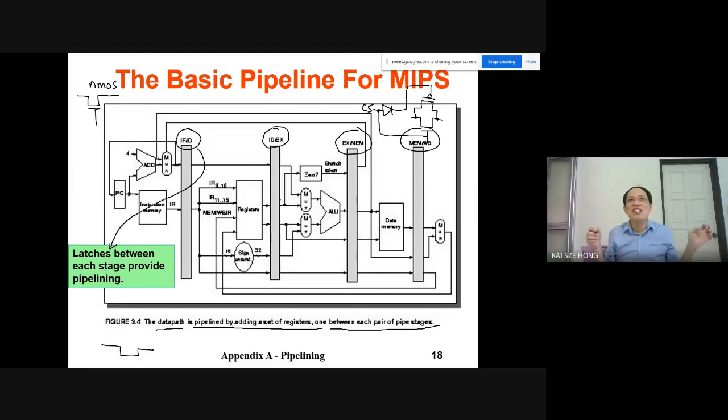I believe when you learn digital electronics, you learn the JK flip-flop, right? What other flip-flops do you learn? RS, set and reset flip-flop, etc. So these are all used to design this: latches. Okay, now we are almost at the end.